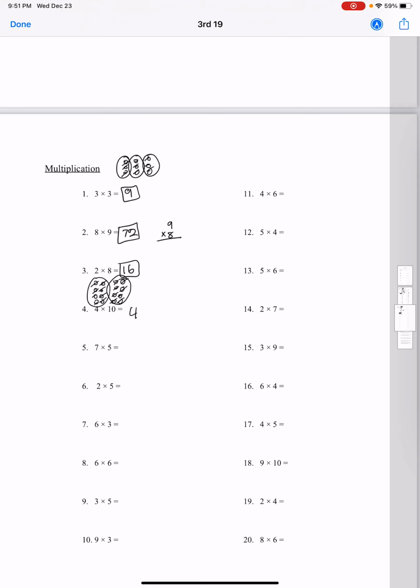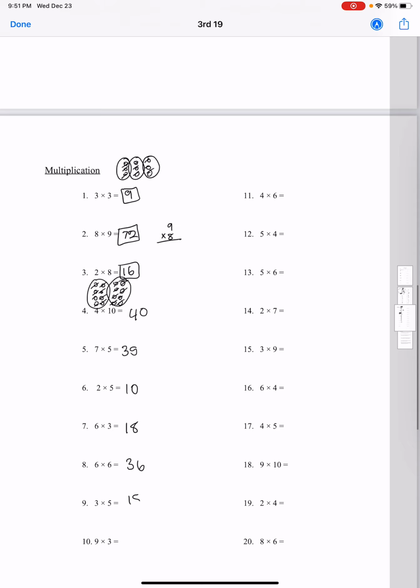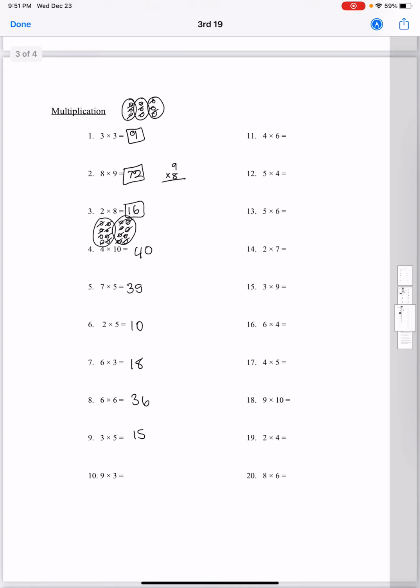4 times 10 is 40, 5 times 7 is 35, 5 times 2 is 10, 6 times 3 is 18, 36, 15, 18, 24, 20, 30, 14, 27, 24, 20, 98, and 48.